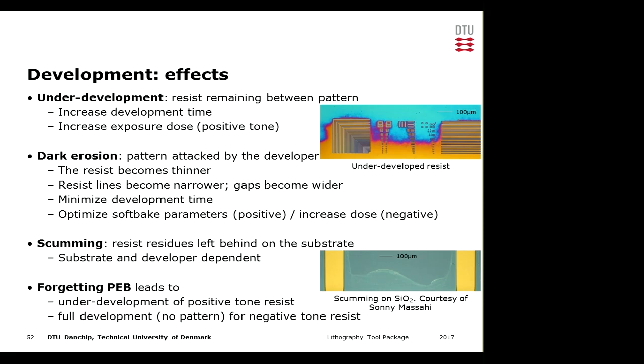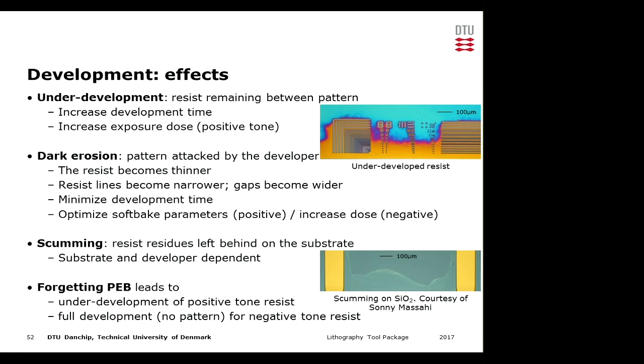And I never really put what we do to get rid of it, but the only thing we can do, if we cannot optimize the procedure to get rid of it, then we need to basically etch it away in an oxygen plasma after the development.